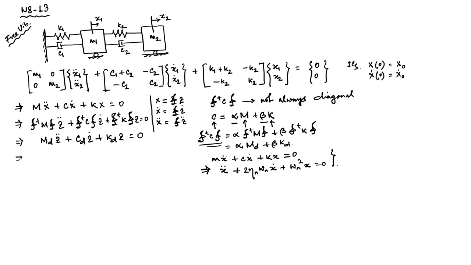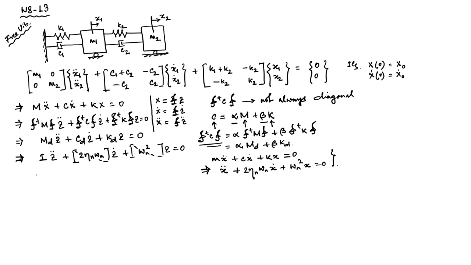Now, in this case also, if you do a mass normalization, obviously the first coefficient will be I, then z double dot plus the second coefficient for the damping force, which will be twice eta_n omega_n, a diagonal matrix, then z dot plus omega_n squared, a diagonal matrix, times z is equal to 0.